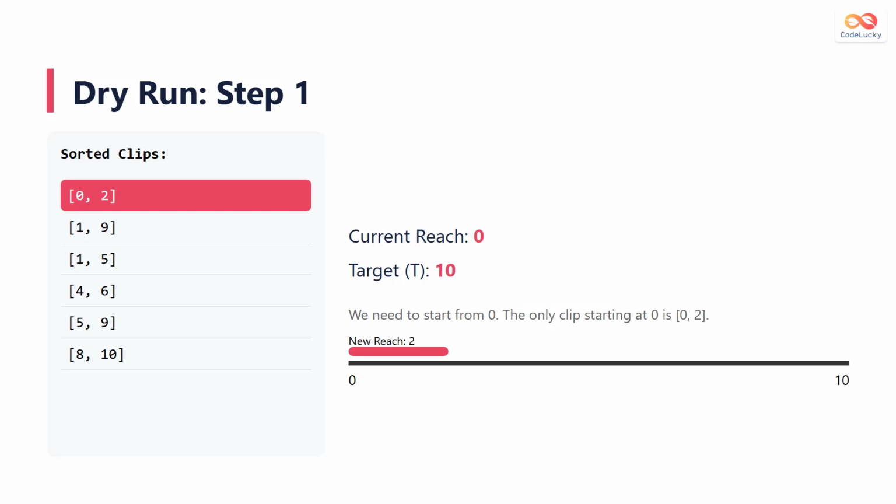Let's walk through an example where t is 10. We start at 0. We look at our sorted list. We need a clip that starts at 0. In this case, we have a clip from 0 to 2. Since it is our only valid starting option, we take it. Our current reach is now 2.